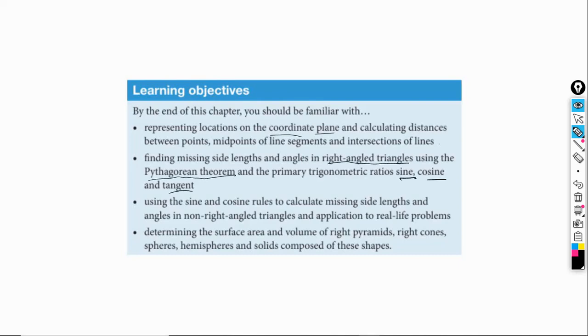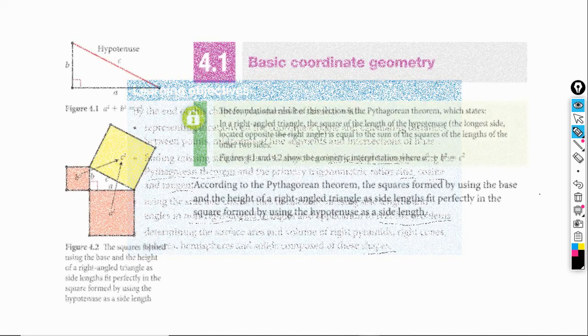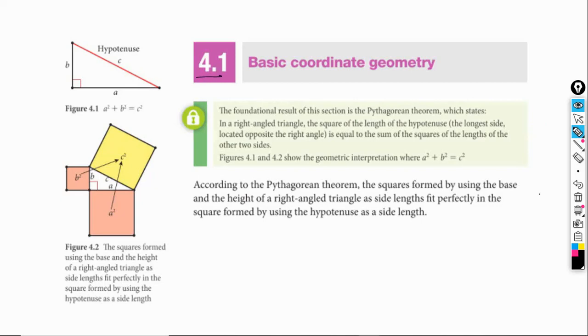Using the sine and cosine rules to calculate missing side lengths and angles in non-right angled triangles, and application to real-life problems. Finally, determining the surface area and volume of right pyramids, right cones, spheres, hemispheres, and solids composed of these shapes. We start with section 4.1, Basic Coordinate Geometry.